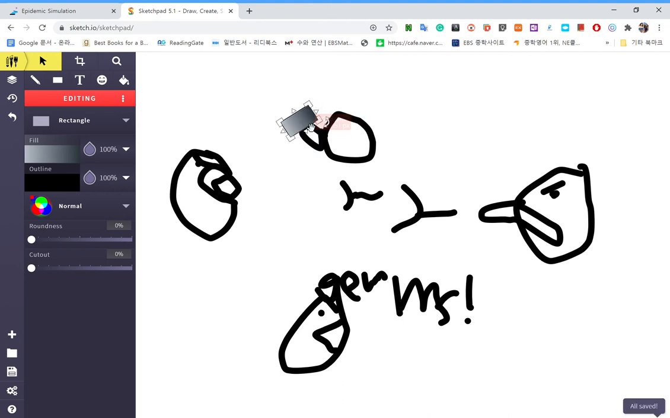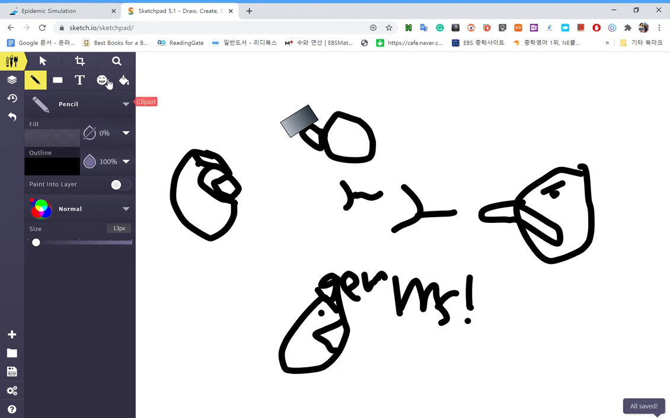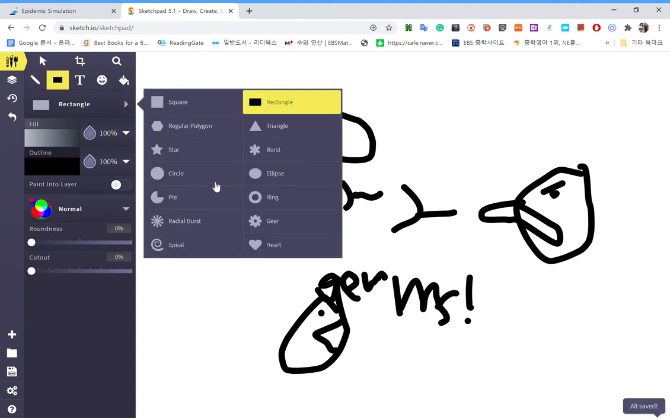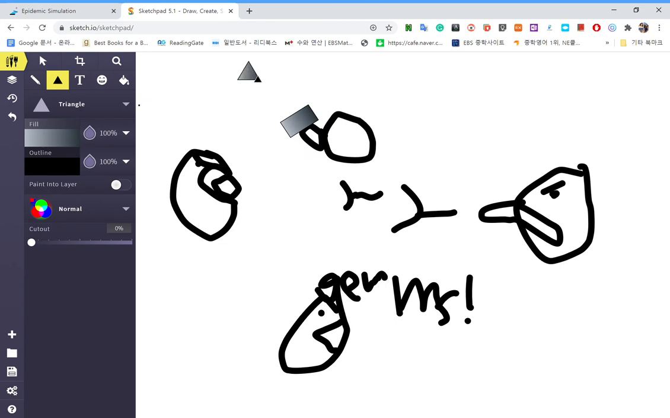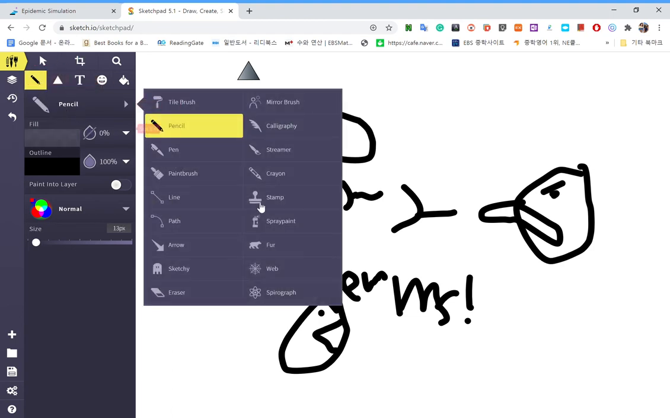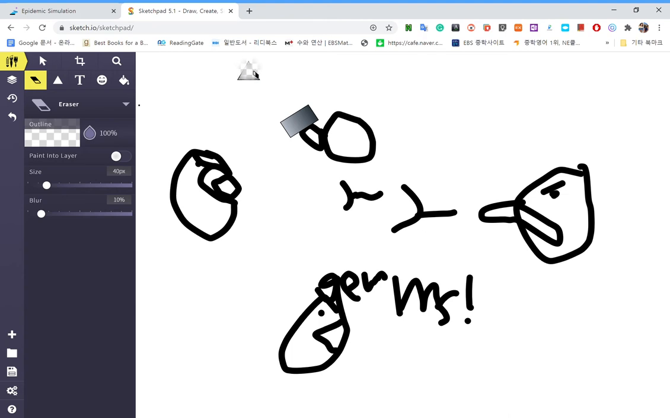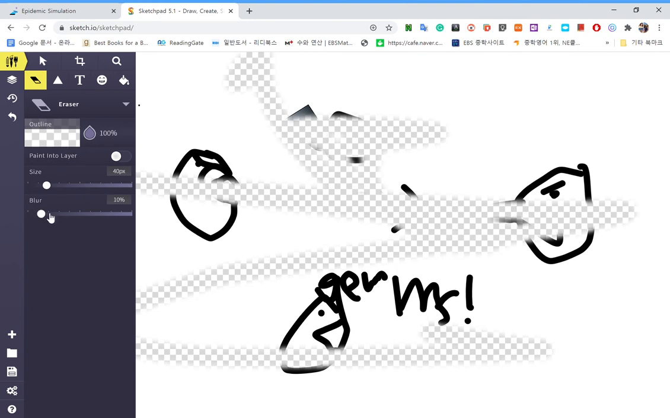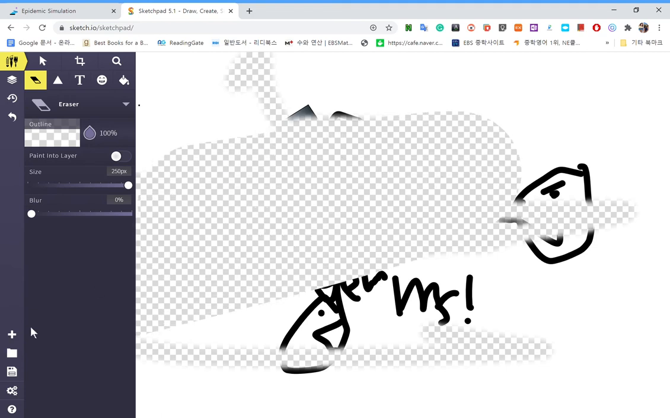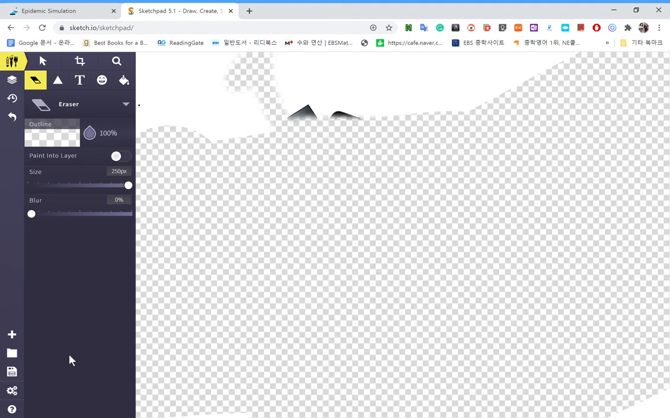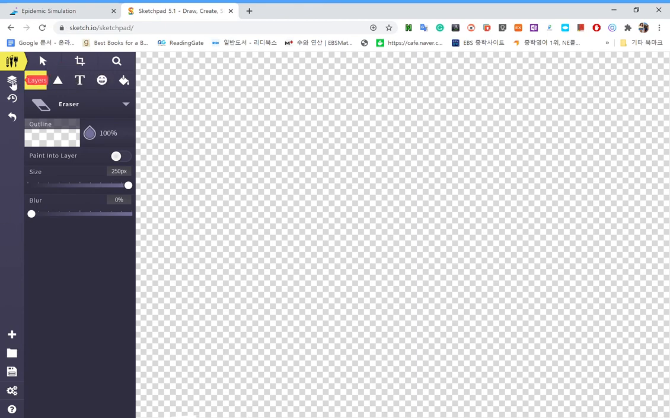Now this guy is having this sword over here to kill any intruding, suspicious germ. You know what I mean, right? Anyways, I'm going to erase this. What? Did not expect that.